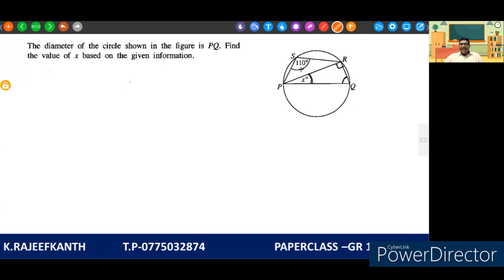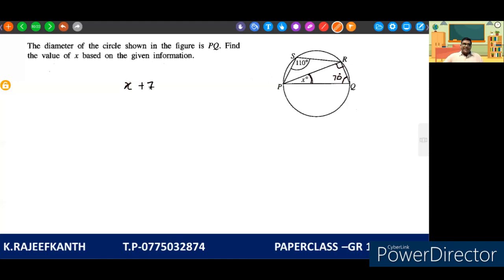So if this angle is 110, then we can mark this angle as 70 degrees, because these opposite angles are supplementary. Now we know two interior angles of a triangle, then we can find the third one.